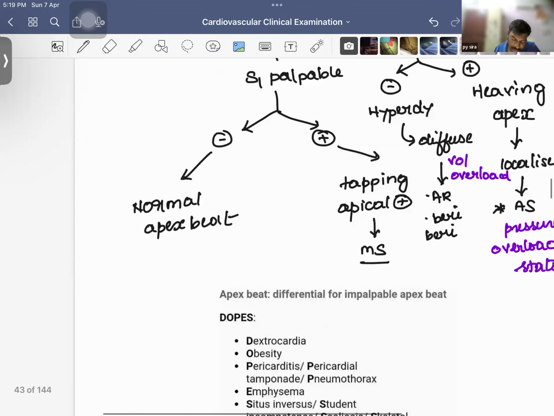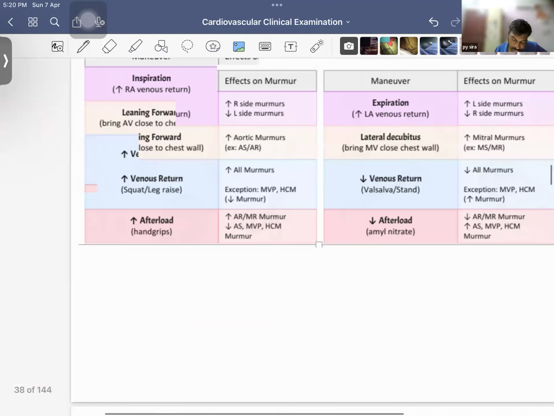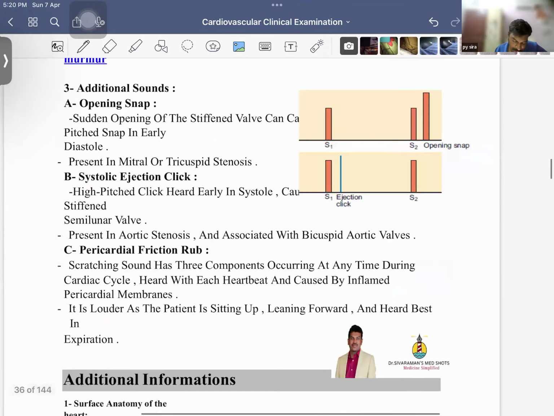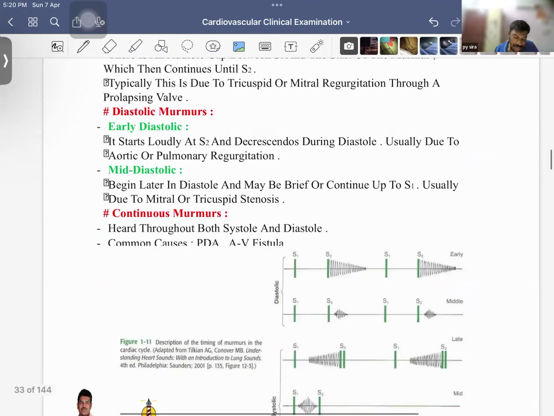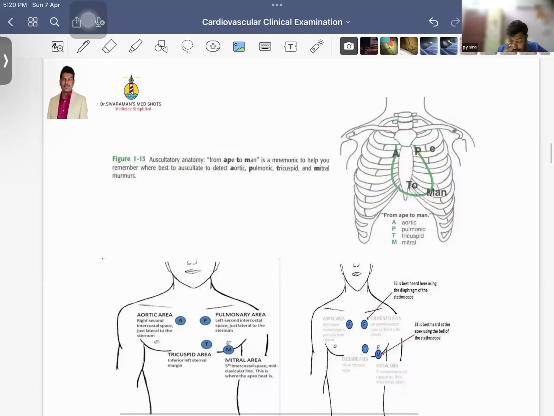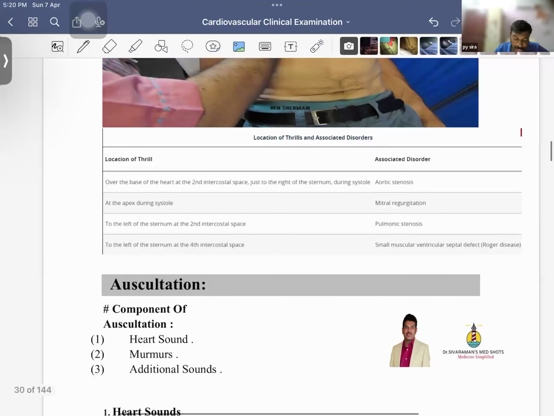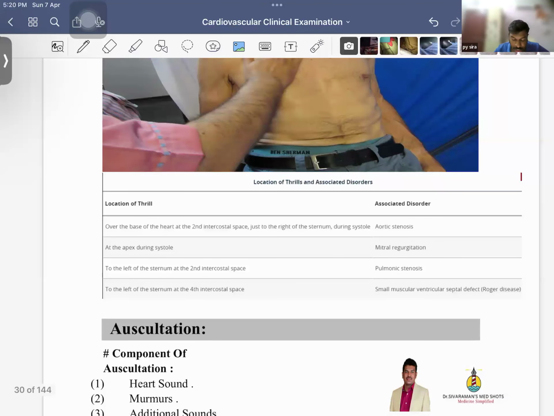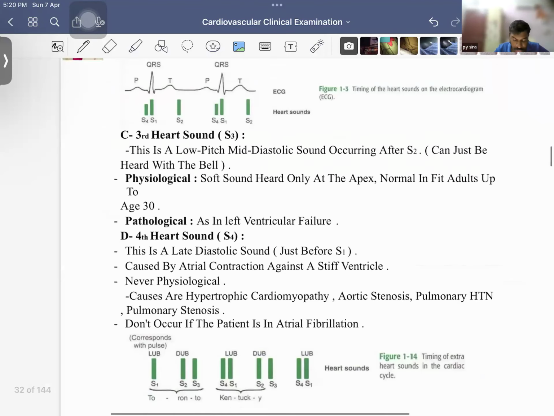Next we come to the important thing in cardiac auscultation, which is the murmur. Having seen the different areas, what murmurs do we have to consider? Whenever you auscultate, murmurs are very important, and when murmurs are there, there should be a grading. You have to check for thrill whenever the murmur grade is 4 or more.